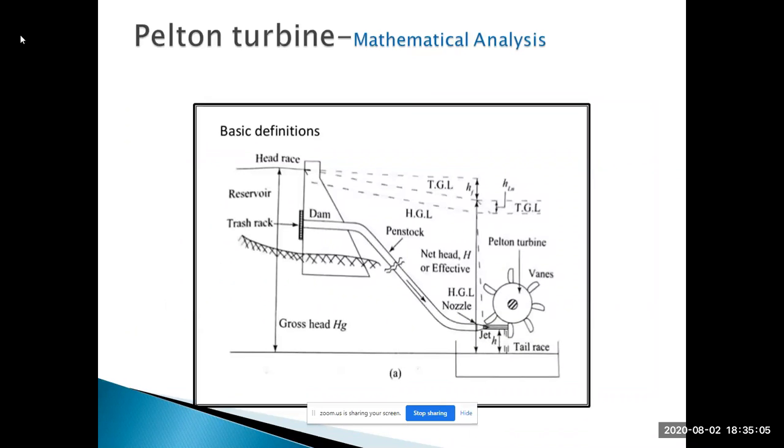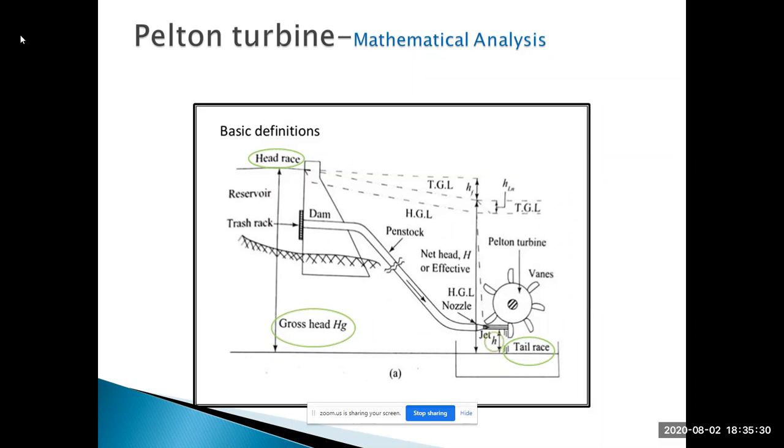So this is a normal layout of a dam. Let's see what these things are. This is the head race. This is the potential head of the river at the dam side. This is the tail race. It is the potential head of the river at the turbine side. And the difference between the head race and tail race is known as gross head.